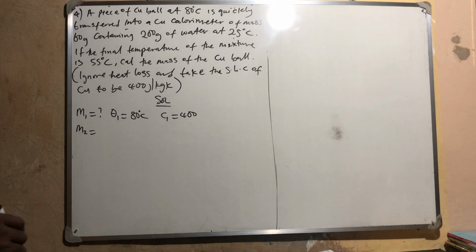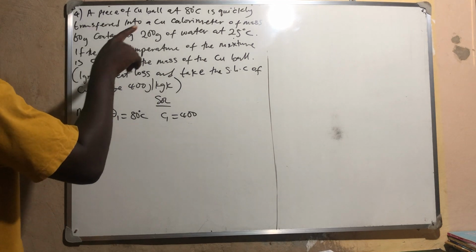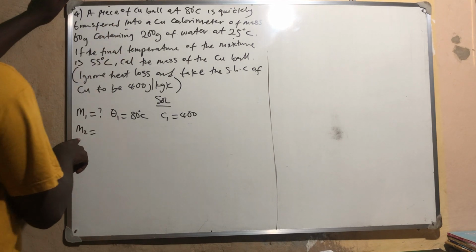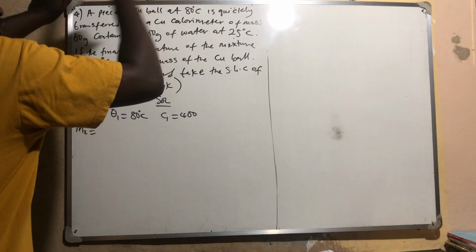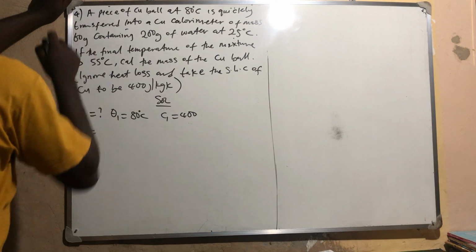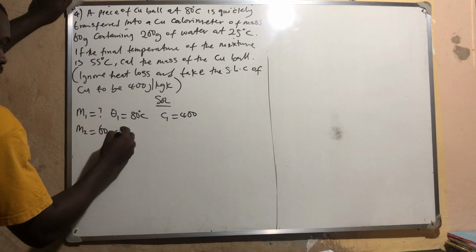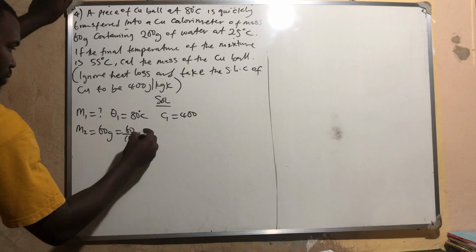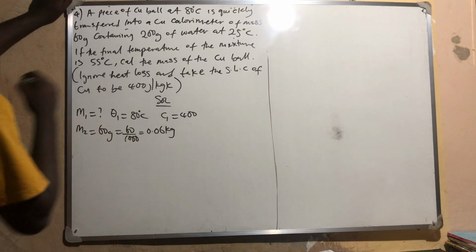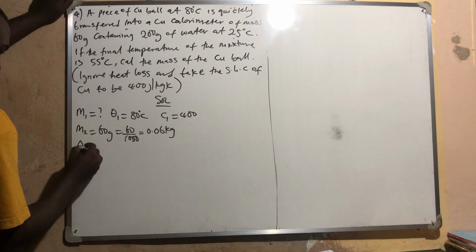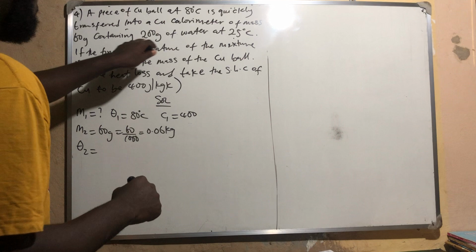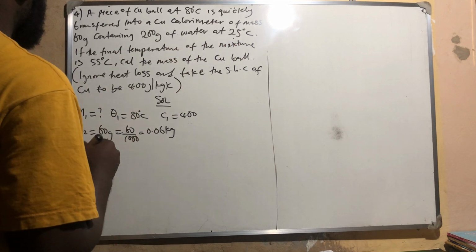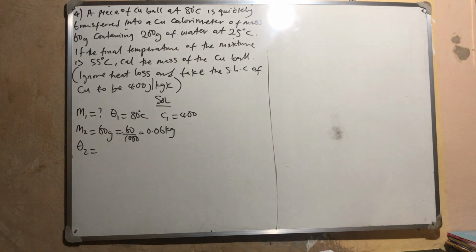So the next thing we are asked to do is what? M2 is the mass of the calorimeter, since everything about the calorimeter should be 2. The mass of the calorimeter is 60 grams, which is 60 divided by 1000, which is 0.06 kg. Now we need theta 2, the temperature of that calorimeter. They say it contains 200 grams of water at this temperature, and that the final temperature is this.